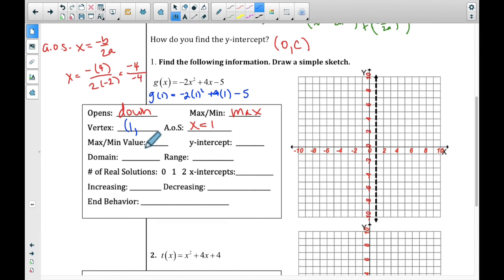So I'm going to take that 1, I'm going to plug it in. Notice I'm using parentheses. You want to use parentheses when you plug numbers in, or else you're going to lose some negative signs. So make sure you do that. Also, make sure you follow order of operations.